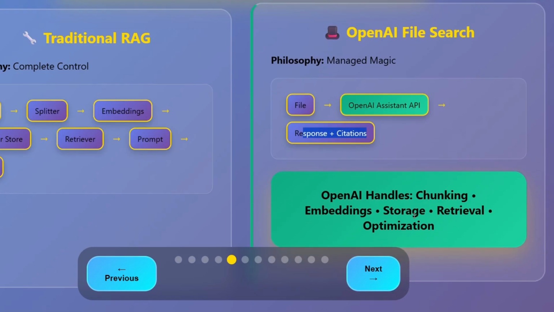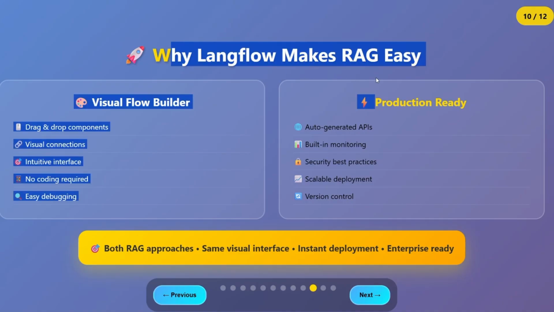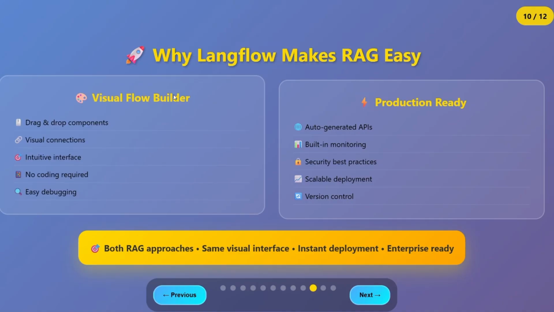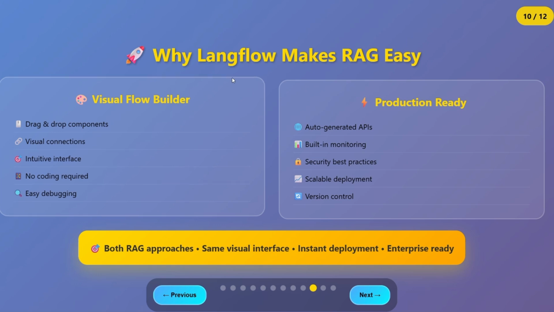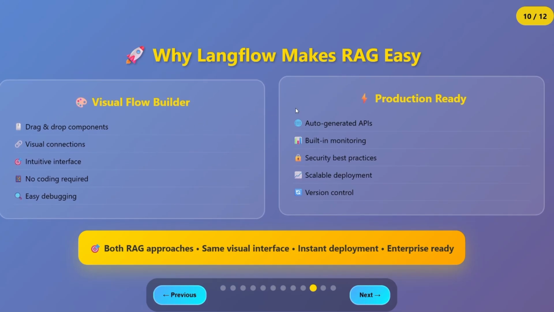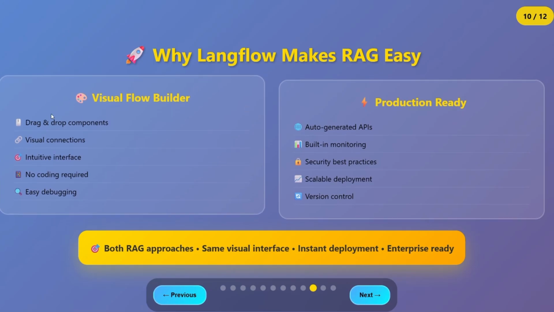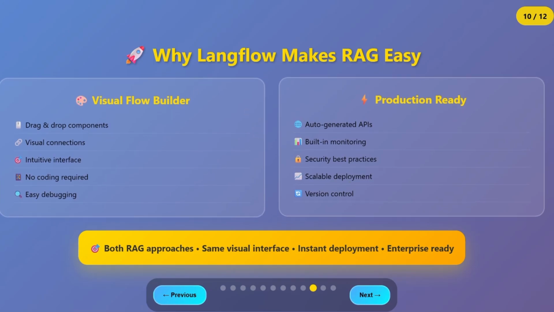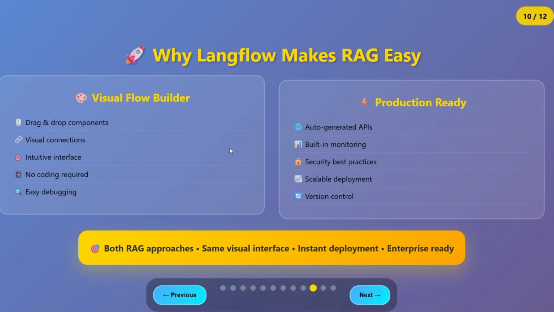So what does OpenAI do for us? It handles chunking, embedding, storage, retrieval, and optimization, which makes RAG easy. When you make this RAG in any software or framework, you need to do coding, and this is not easy. If you are familiar with coding and you know how to make RAG, you have a better idea of what I'm trying to say. You need to spend hours or weeks to make one RAG, but in Langflow or this type of low code tool, you can make it rapidly, even in minutes.